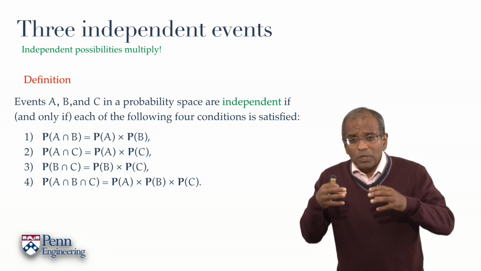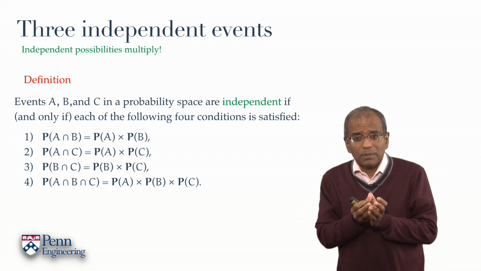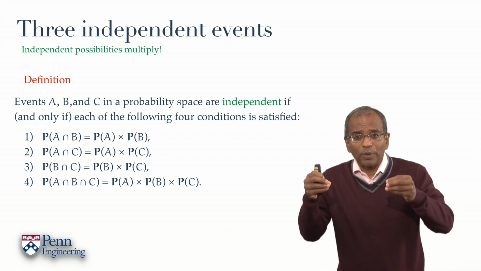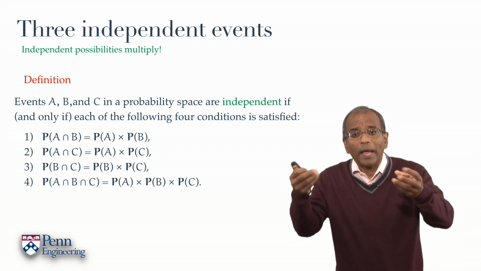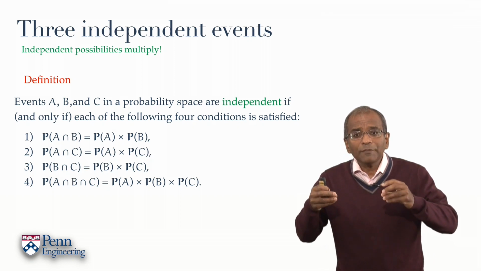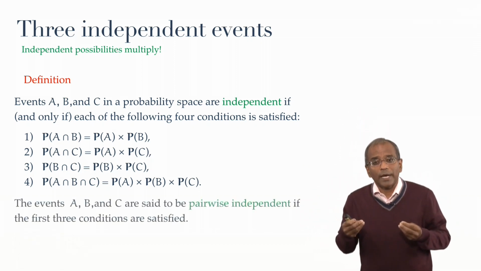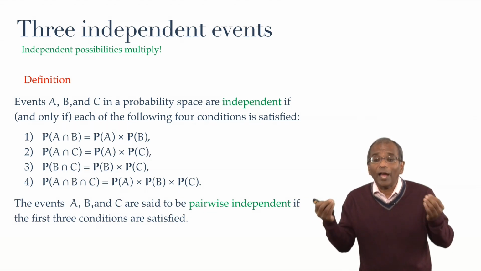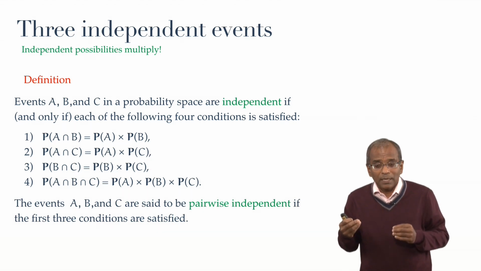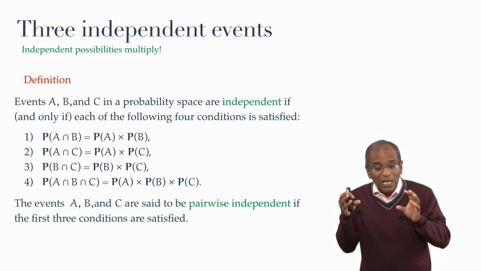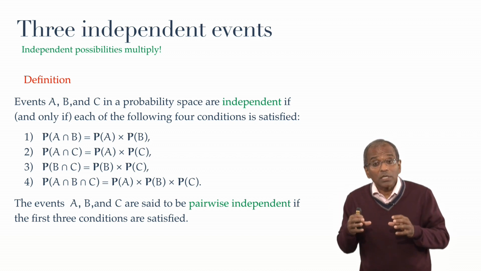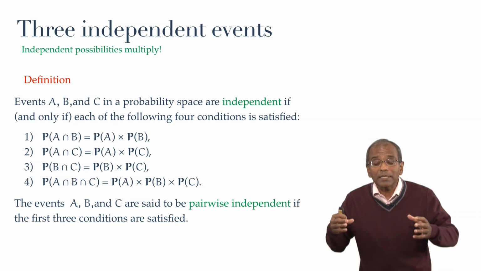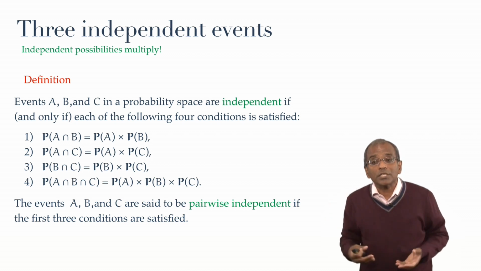Now before you go on, the first 3 relations look familiar. They correspond to independence statements for pairs of events. If the first 3 relations are satisfied, then we shall say that the events A, B, and C are pairwise independent. But pairwise independence, as we shall see, does not in general imply independence in the sense that all 4 relations are satisfied.